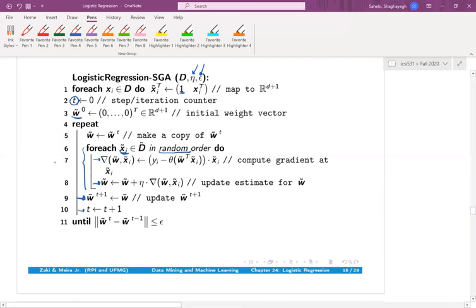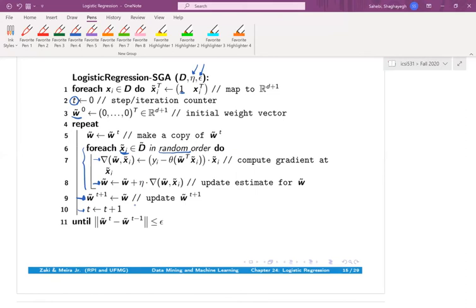The only difference is that in the inner loop, instead of calculating the gradient once for everyone, we are looping over our data points at random, and we calculate the gradient one by one. This is one way to do stochastic gradient descent.